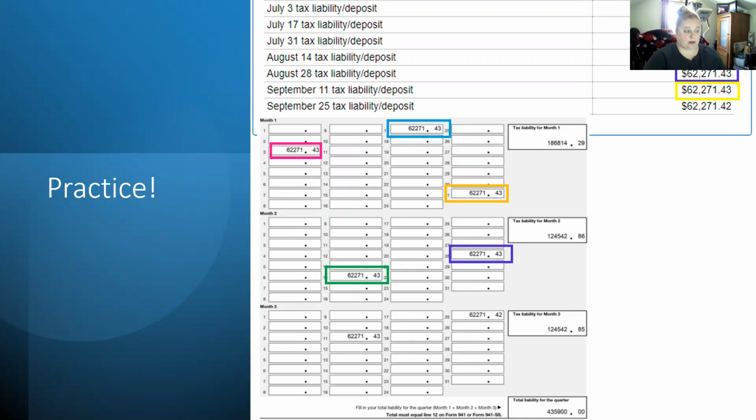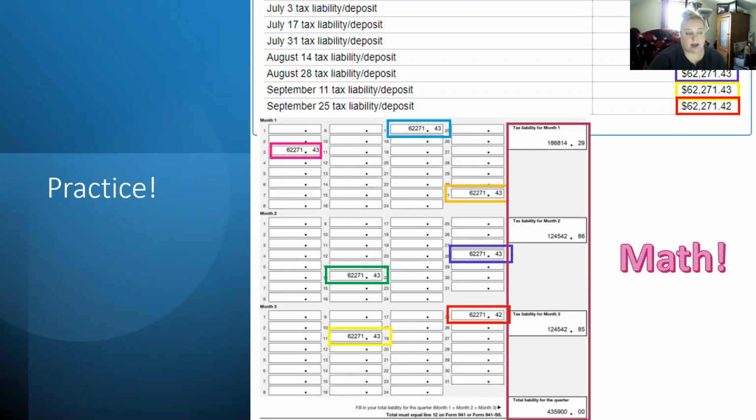September 11th, now we're down in month 3, find the 11th. And again in month 3, find the 25th, add those all up, and that's what goes in the tax liability for month 3. And then we're gonna do some crazy math, add all of that stuff up together, and the total liability for the quarter gets put at the bottom. That number better match what you paid for the quarter, and it also better match what you said your liability was on your Form 941.